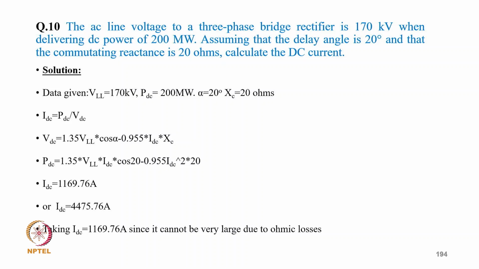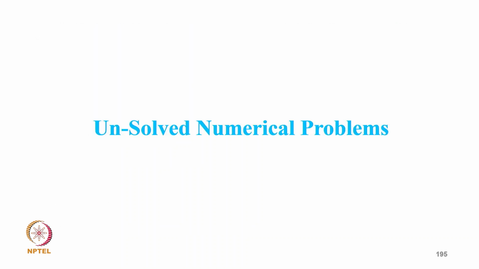Example 10, the AC line voltage to a three-phase bridge is 170 volt with DC power of 200 megawatt. Assume the delay angle 20 degree and commutation reactance 20 degree. Calculate the DC current. So here IDC equal to PDC by VDC. Just putting the values, IDC comes 11.697, and taking IDC as 11.69 since it cannot vary largely due to ohmic laws.